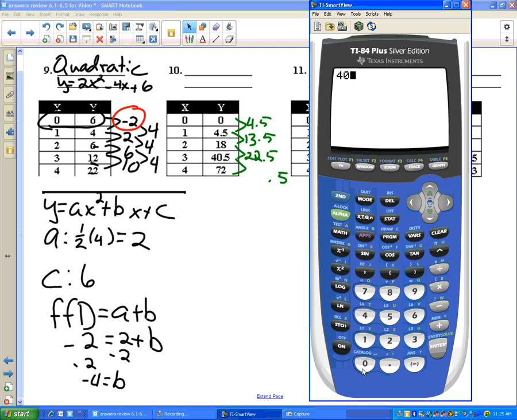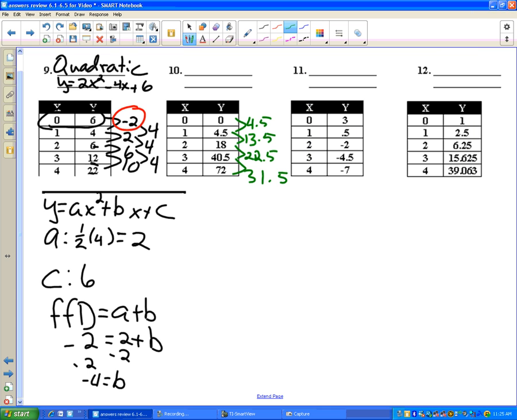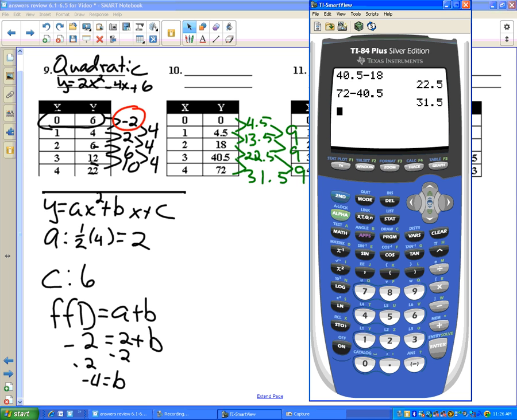So I had done 40.5 minus 18, 22.5. 72 minus 40.5 is 31.5. Okay, my second difference is here. 13.5 minus 4.5 is 9. 22.5 minus 13.5 is 9. 31.5 minus 22.5 is 9. I get 9 every time. Check it with the calculator if you're not sure.